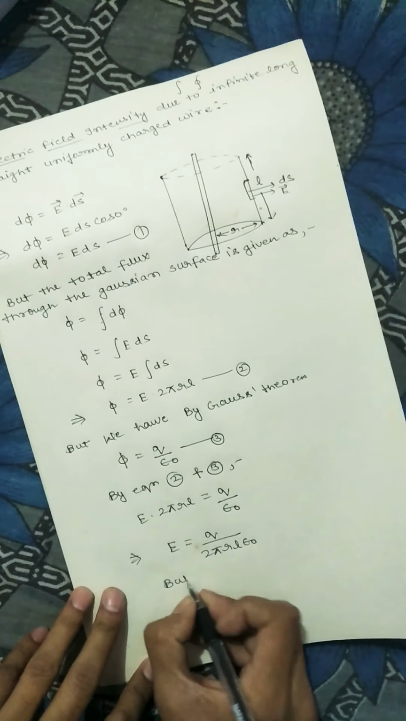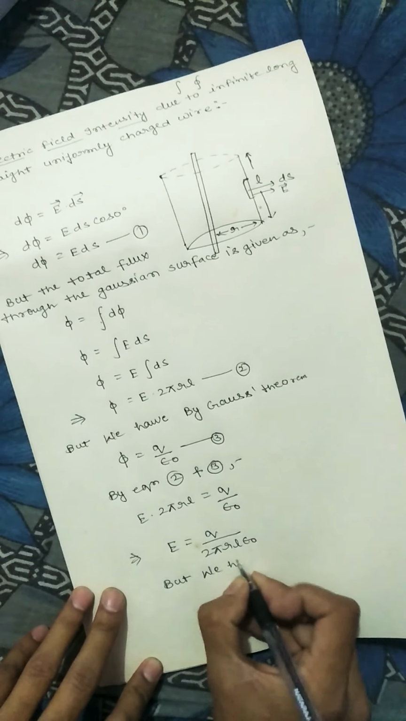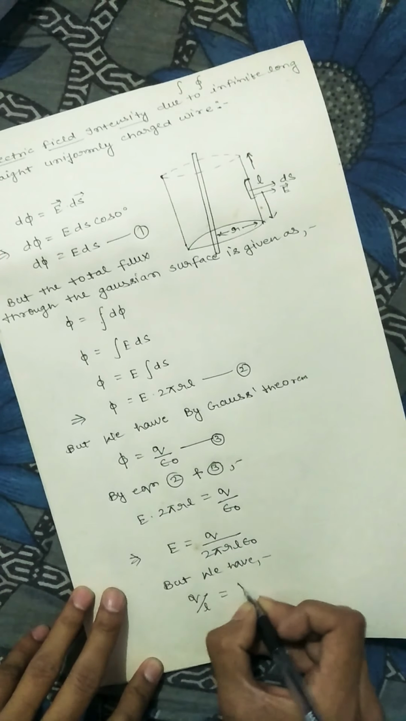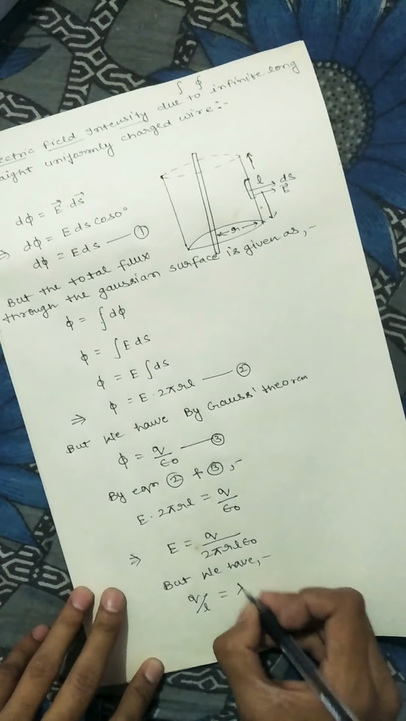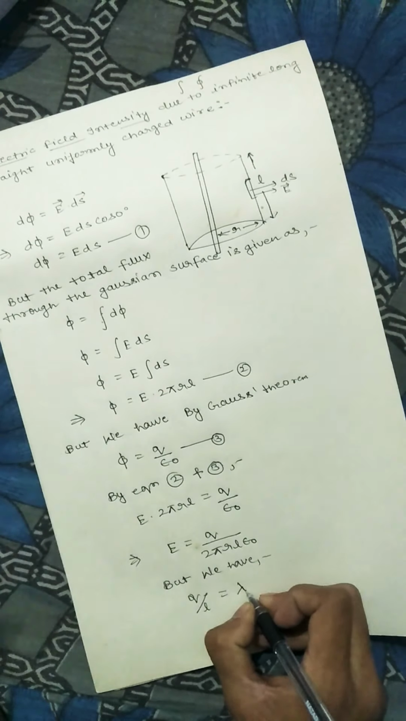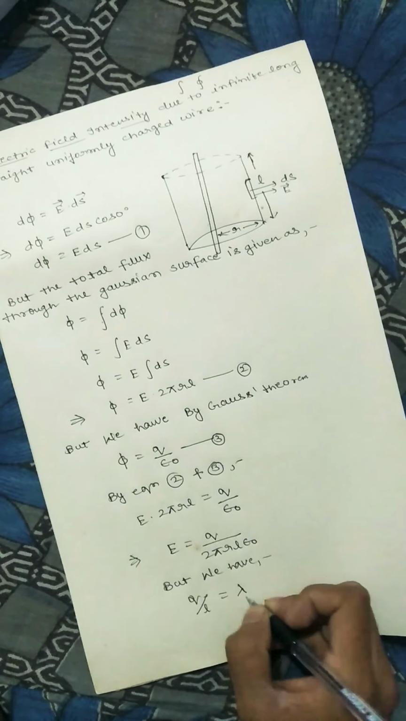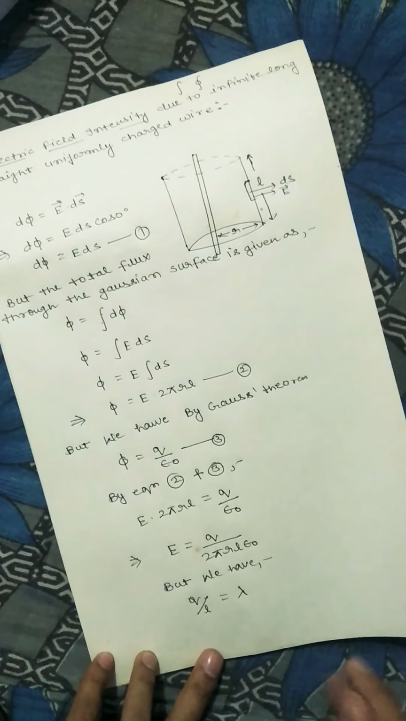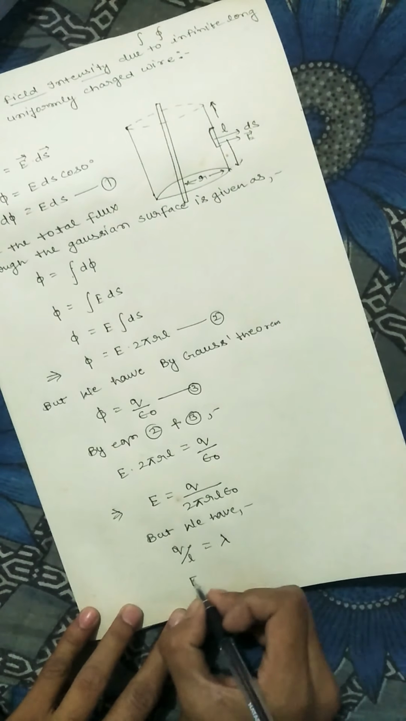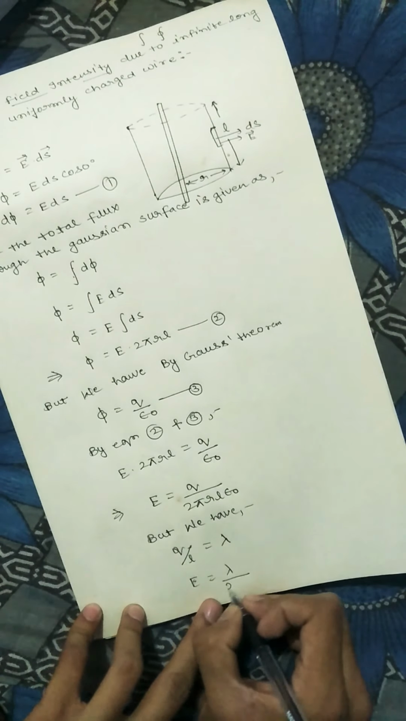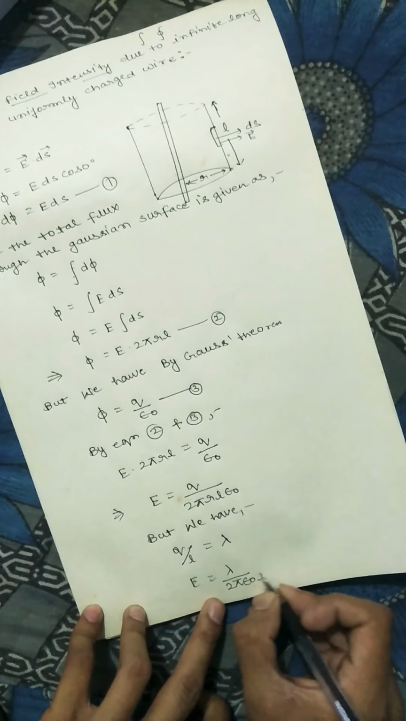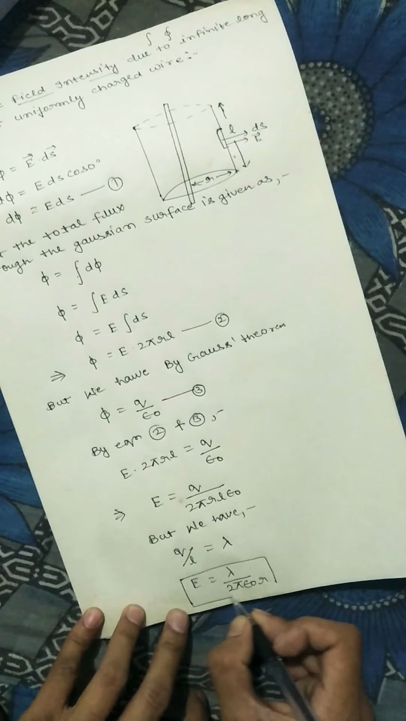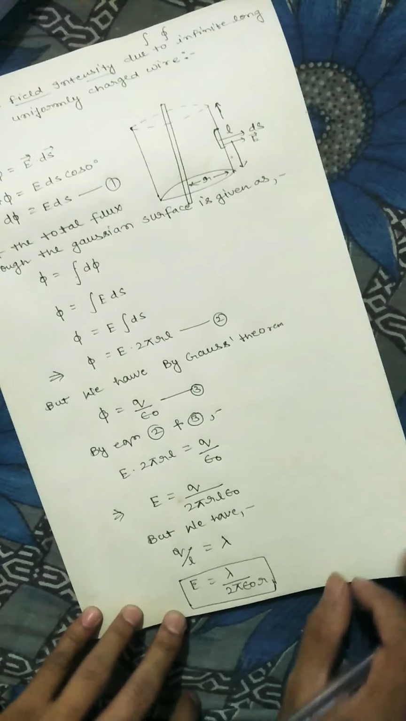But we have q by l is equal to lambda, which is called linear charge density. Then E can be written as E is equal to lambda upon 2 pi epsilon naught r. This would be your result.